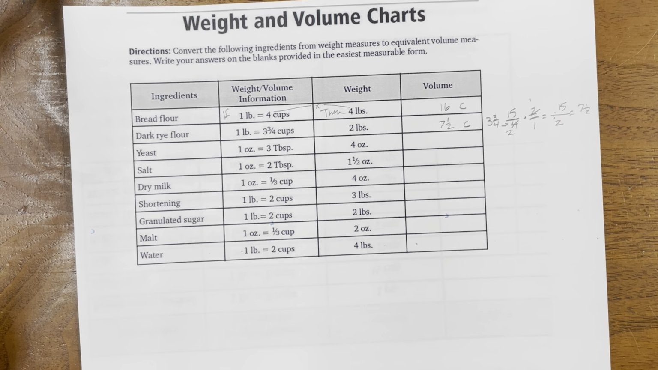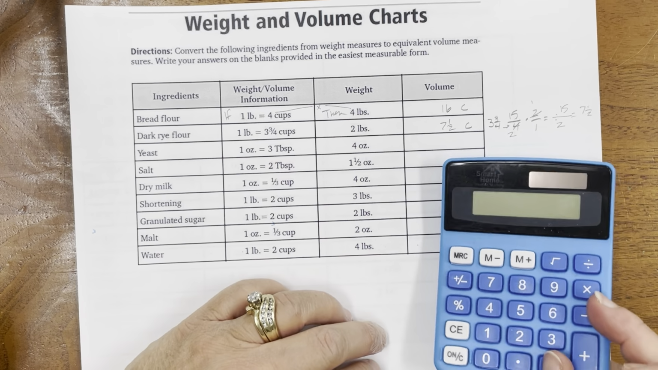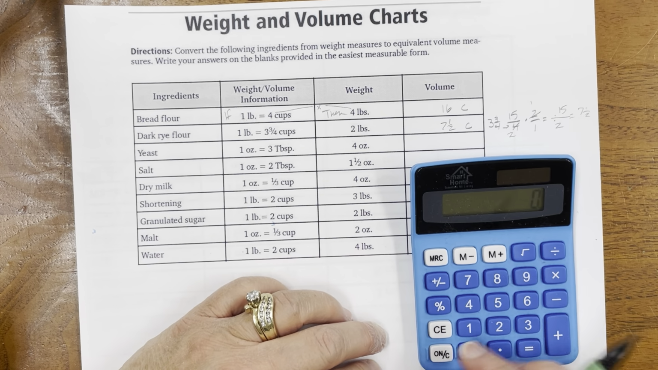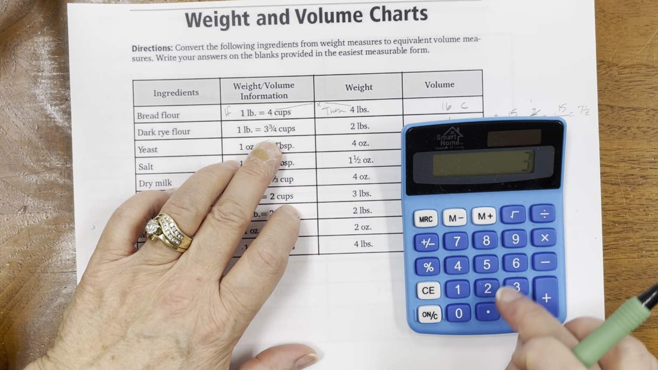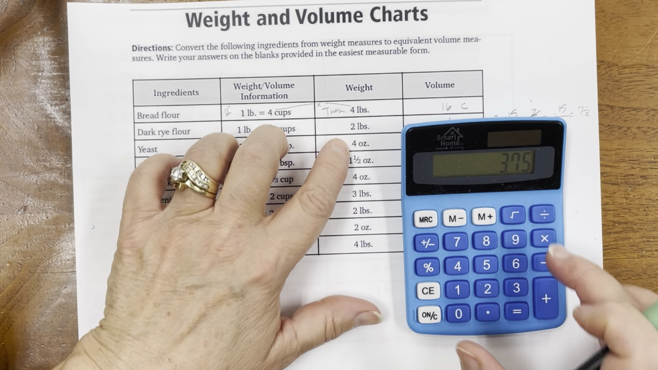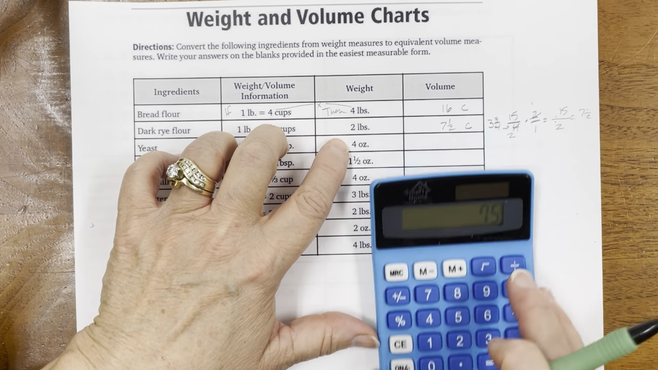You could certainly do that with a calculator, absolutely. But you would have to know what 3/4 is in decimal form. So that's 0.75. So you take 3.75 times 2, and that gives you 7 1/2 also.